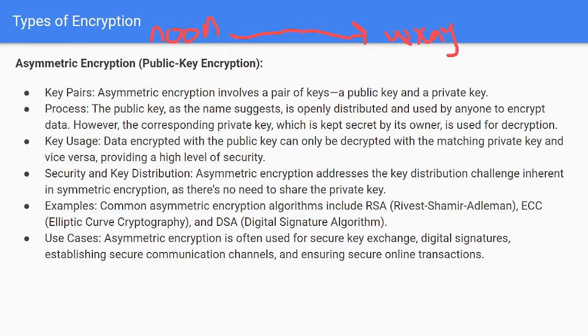Then common asymmetric encryptions are RSA, named after the people that created this type of encryption. Then we have the ECC, which is elliptic curve cryptography, and we have DSA, which is digital signature algorithm. So use cases: it is used for secure key exchange, it is used for digital signatures, and it is used to establish secure communication channels.